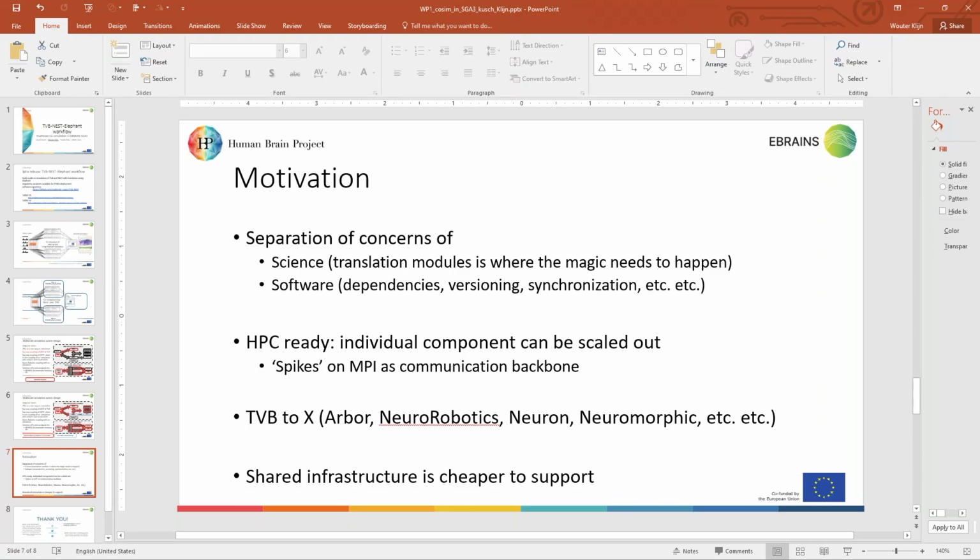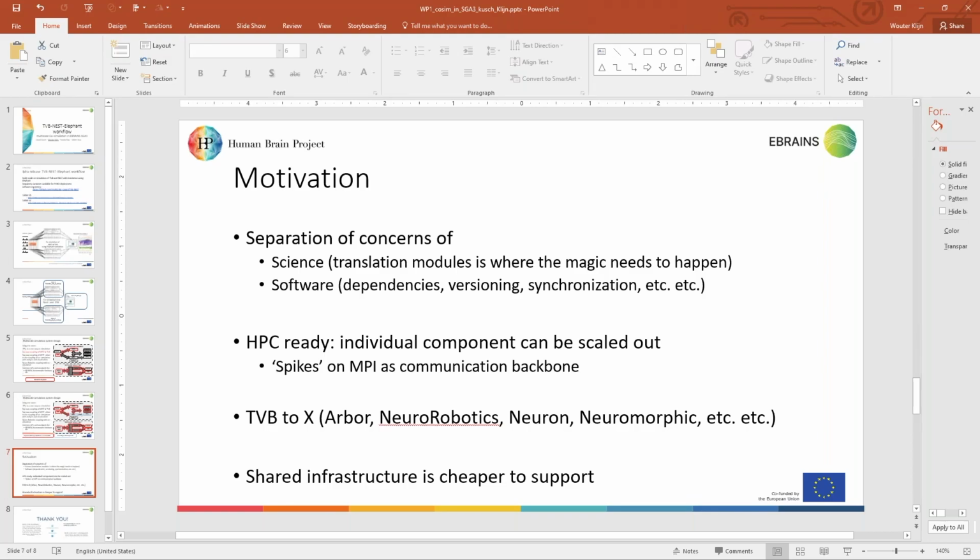And then on the software level, this loosely coupled infrastructure allows you to have less dependencies. Versioning becomes easier. Synchronization issues become easier. And parallelization becomes easier because inherently this setup is parallel. You can do compute and communication at the same time. It's HPC ready. The individual components, we could scale it up and down dependent on the need.